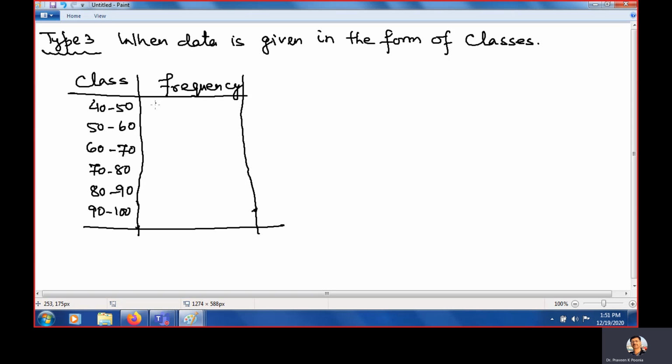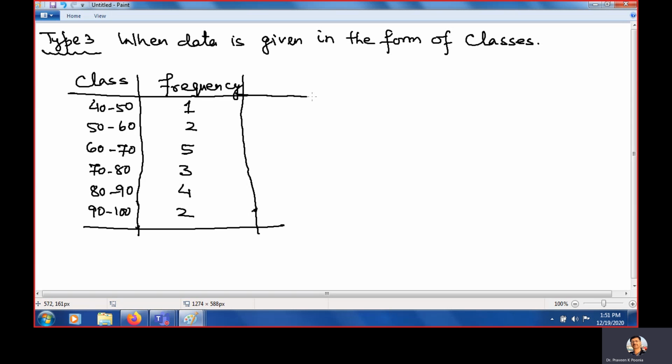40 to 50, how many students? Let us say it is 1 student. Let us say 2 students here, 5 students here, 3 students here, 4 students here and 2 students here. Clear? So what is the meaning? Meaning is there is only 1 student between 40 to 50. There are 2 students between 50 to 60. There are 5 students between 60 to 70, like this one.